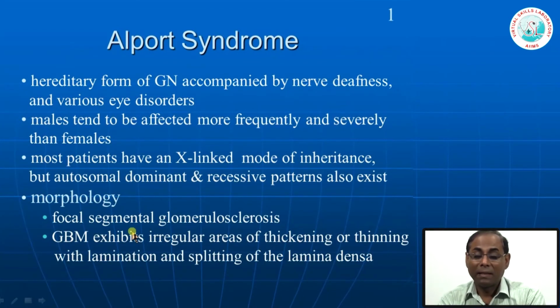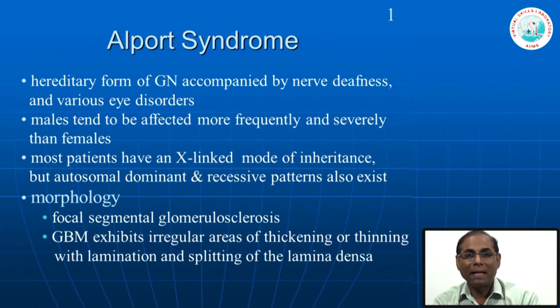After this, there are a few rare hereditary diseases which can also involve the glomeruli. I am just adding this because they are not very rare. You can see these kinds of cases in children in the OPD. So one of the important ones is Alport syndrome.